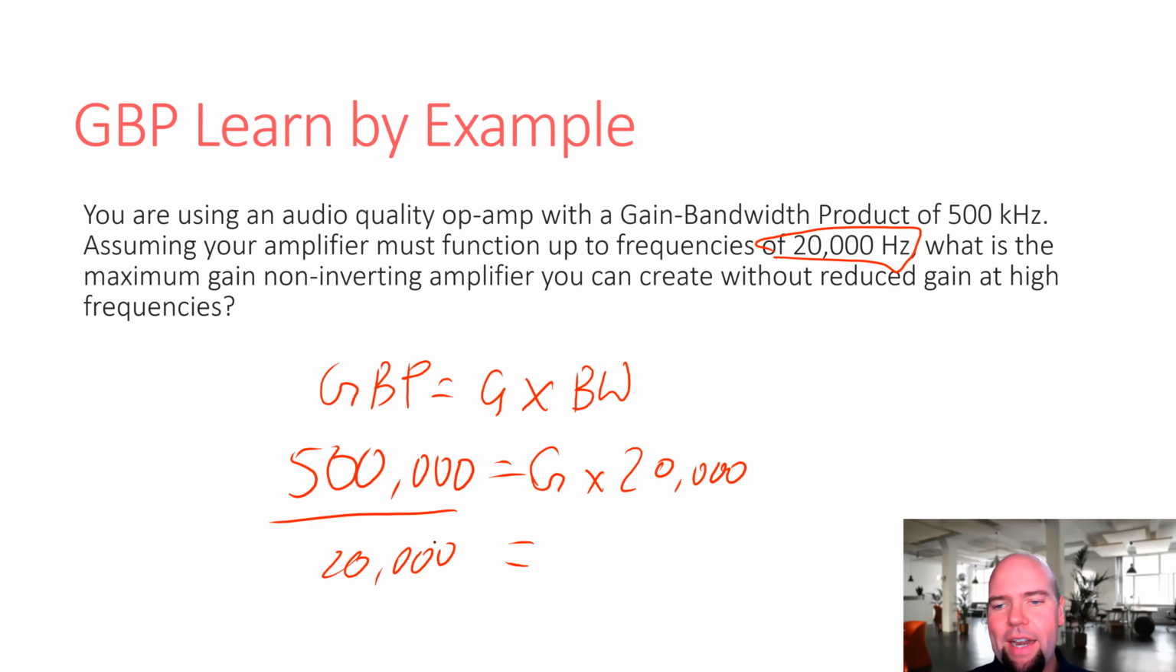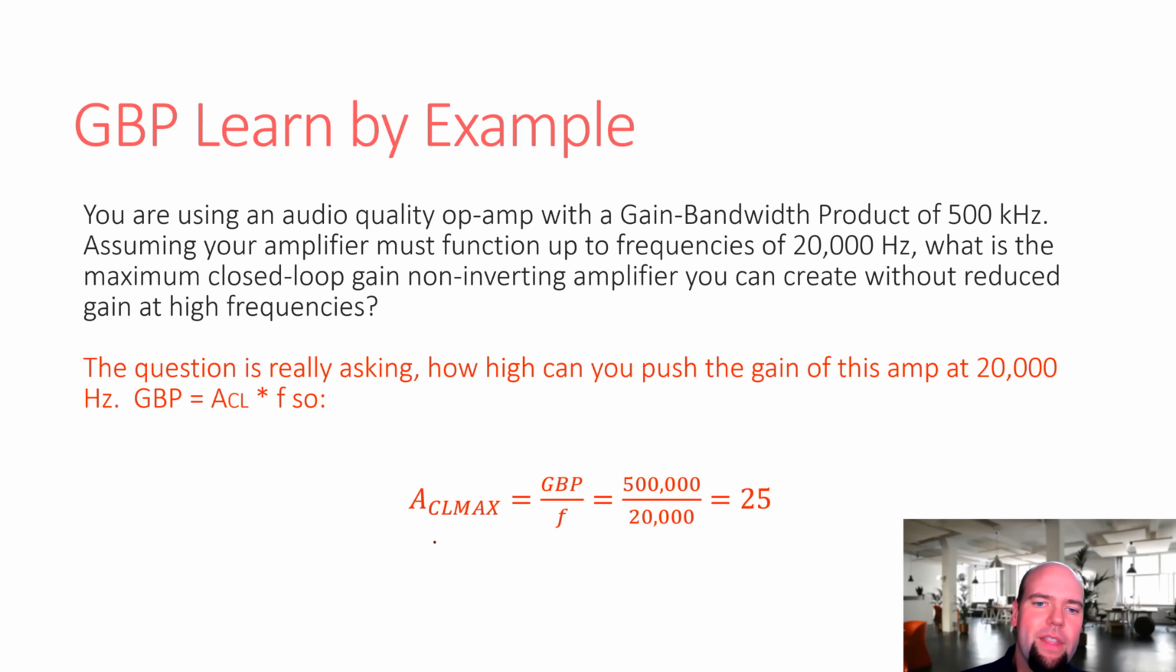And now that I think about it, I did it on the slide. So the maximum closed loop gain is the gain bandwidth product divided by the frequency. 500,000 divided by 20,000 is 25. It's important to keep this in mind. A lot of times students forget this. They'll build a high gain amplifier and forget that there's a limit.